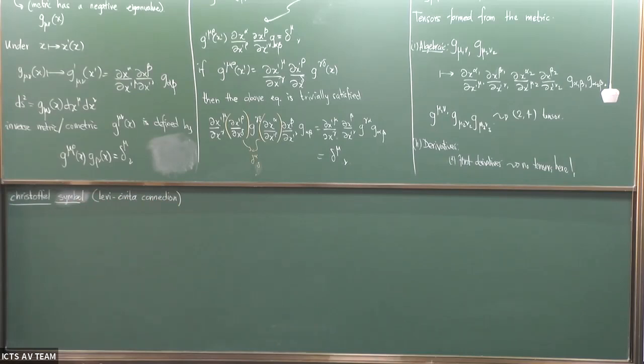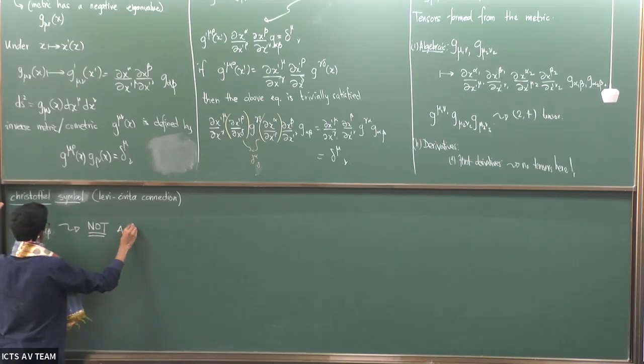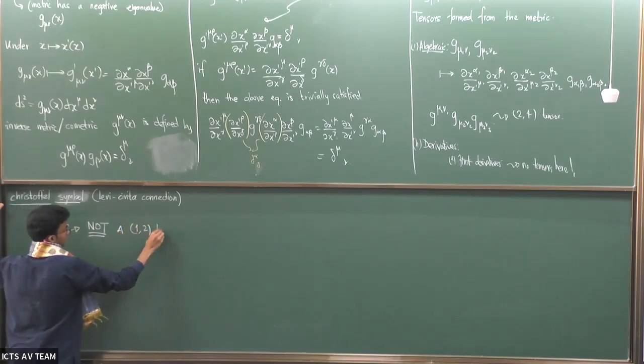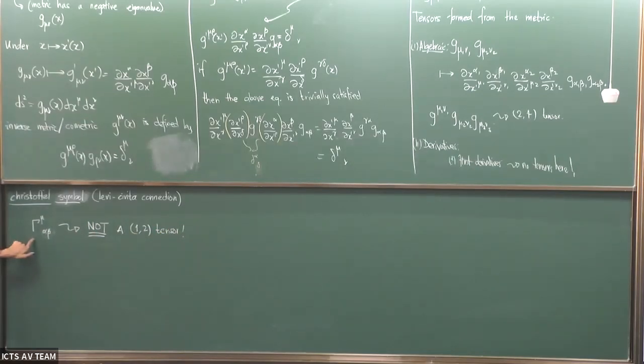So the Christoffel symbol, remember, was just some gamma mu rho. Let me use alpha beta. And this is not a tensor. Not a 1-2 tensor. So you never raise and lower indices on this one. And if you ever do, you should be very, very careful with this quantity. This is not a tensor.